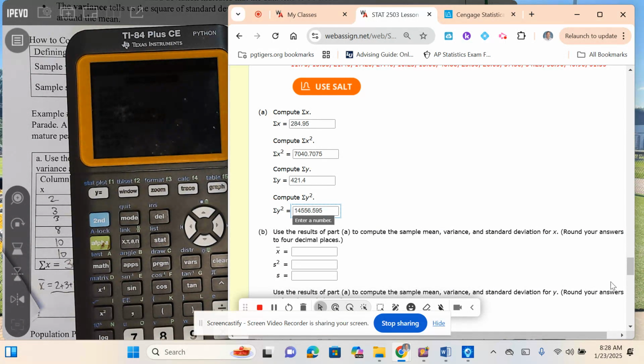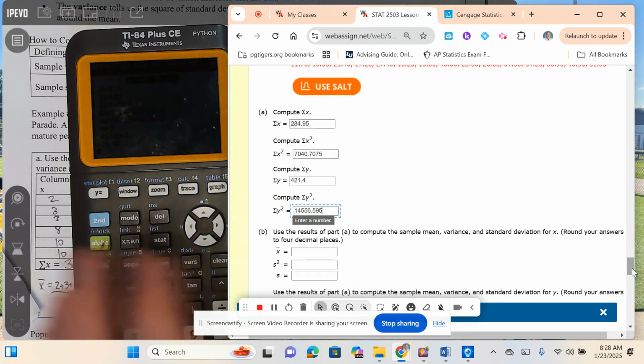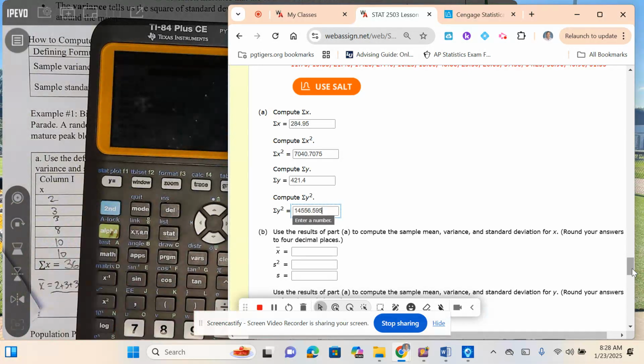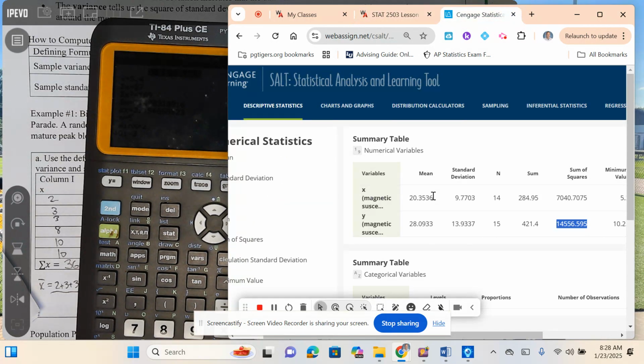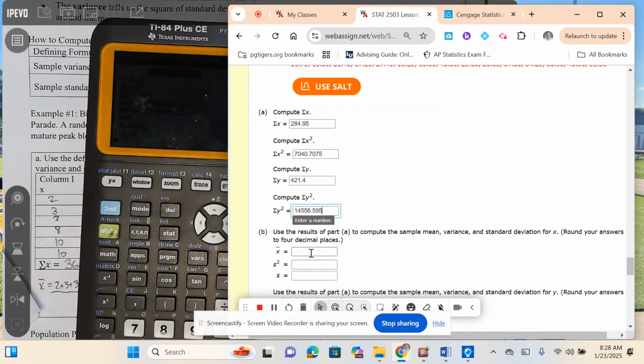Use the results in part A to find the sample mean, variance, and standard deviation. Now, what they're wanting you to do is use these formulas here, but we're not going to use those formulas. It's already given to us. So we're going to cheat and use the given. We're going to start with X. So X bar is the mean of the X's. So I'm going to put the mean of the X's, Control C, Control V. Whoops, got to fix that formatting issue.